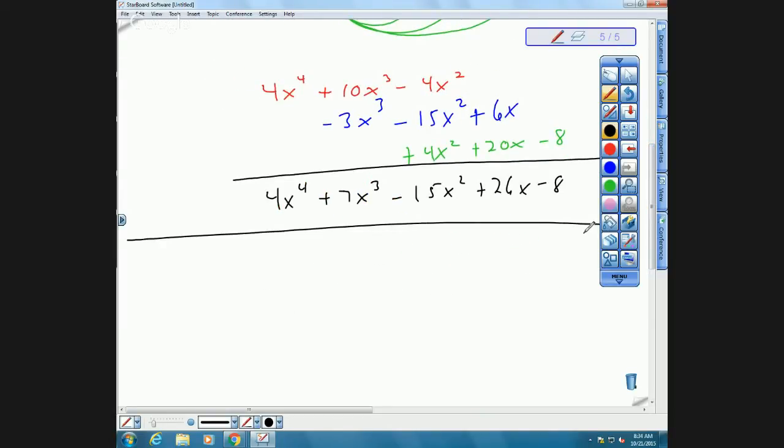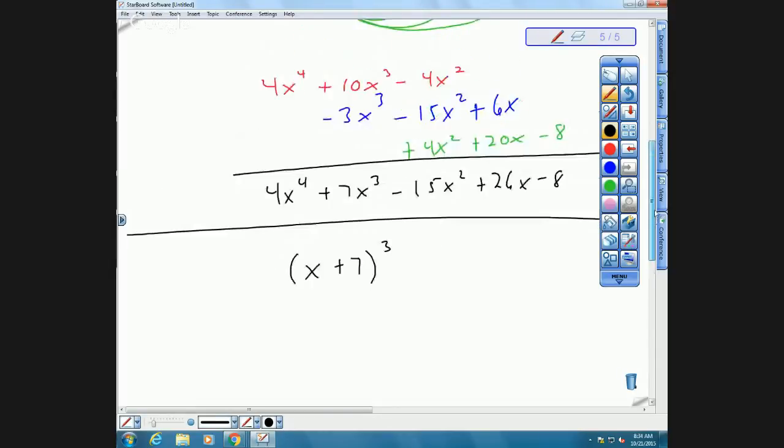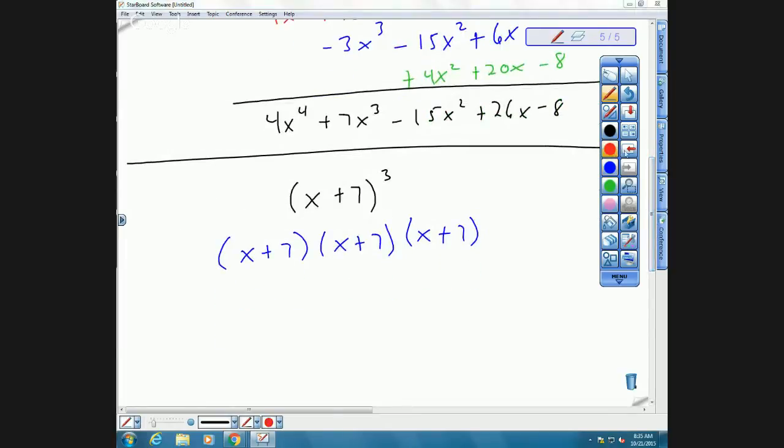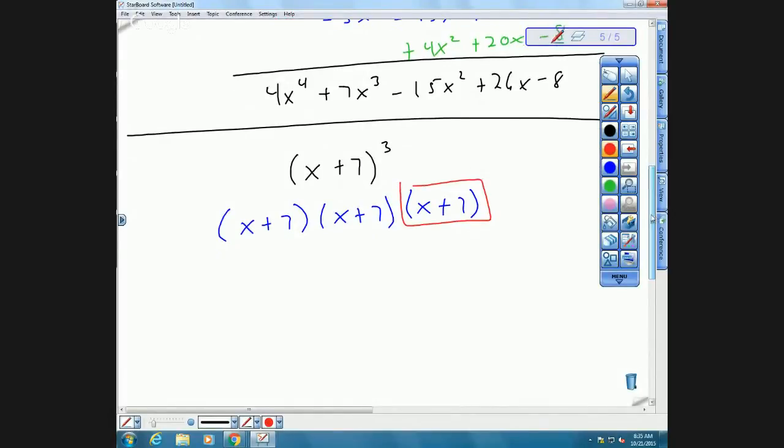What is that one that you got on the screen? X plus 7 cubed. X plus 7 cubed. So we talked about if it was squared, you do it times itself twice. So if it's cubed, you got to do it times itself 3 times. So the easiest way to do this one is to just ignore this first one to start, okay? So just don't look at that one. So do 2 at a time.